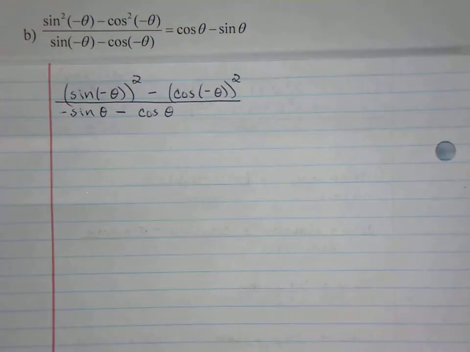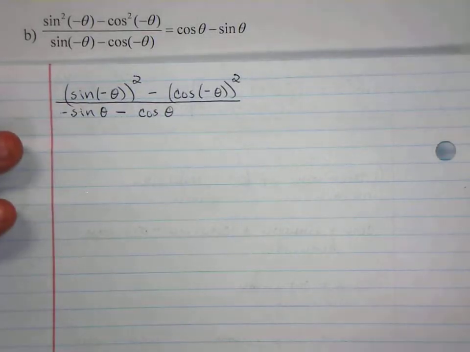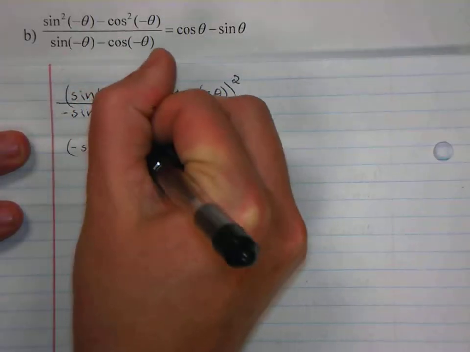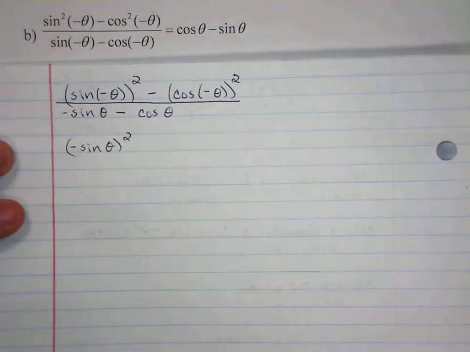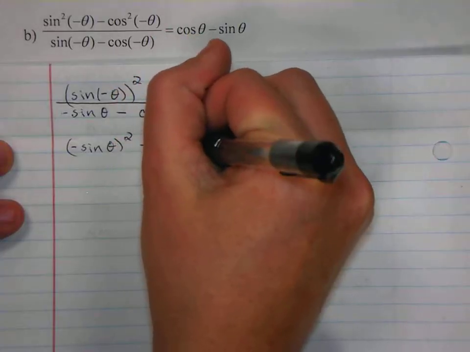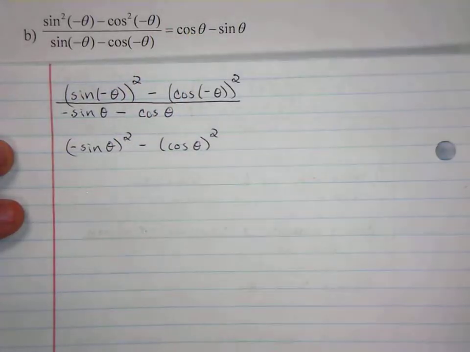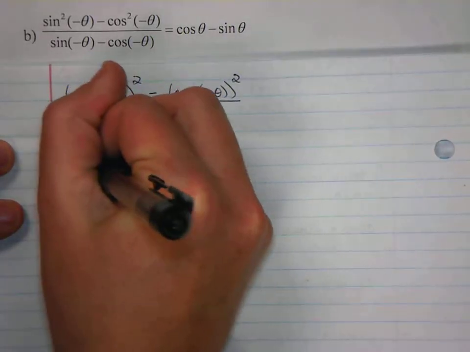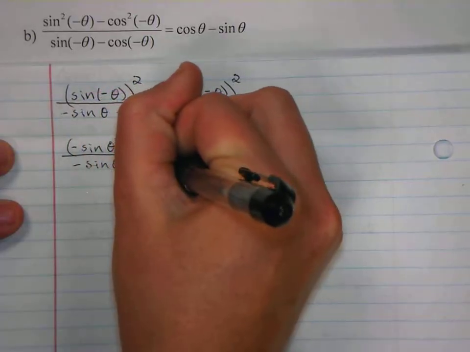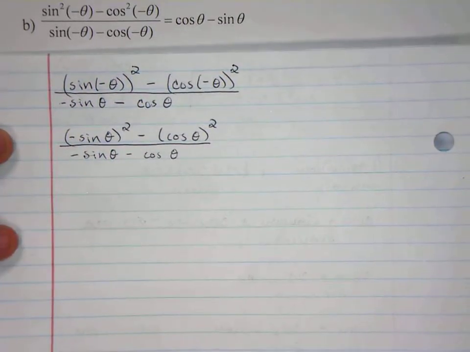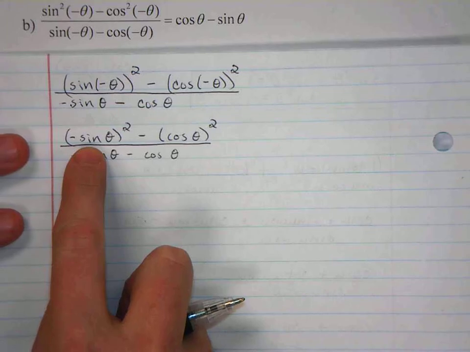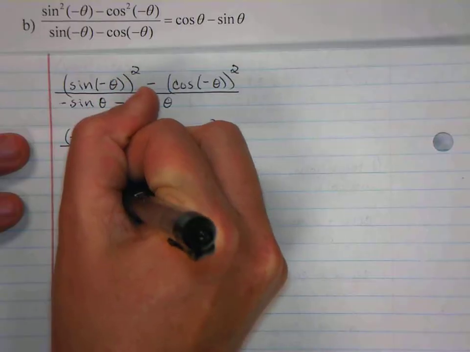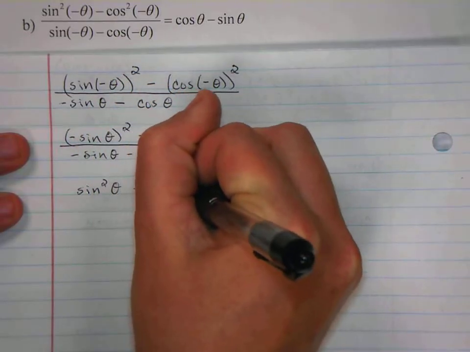So in my numerator, I'm going to use the even and odd properties also to simplify some more. This would be negative sine of theta, all squared, using the property of sine being odd. And this would then just be cosine of theta, all squared. Well, let me rewrite the denominator so we don't lose it or forget about it. If I square something that's negative, it really just ends up being positive. So I can rewrite this now as sine squared theta minus cosine squared theta.